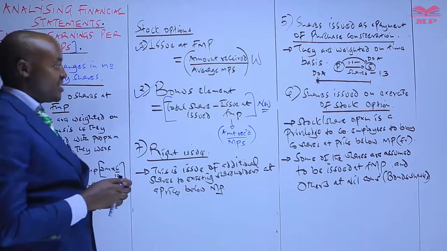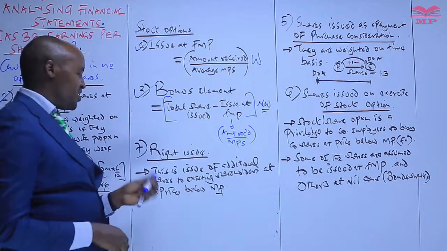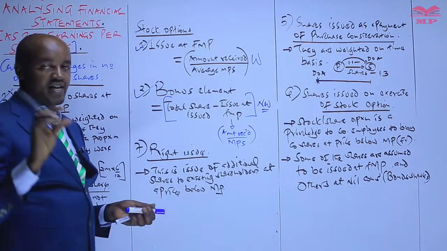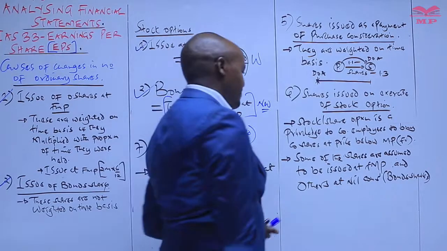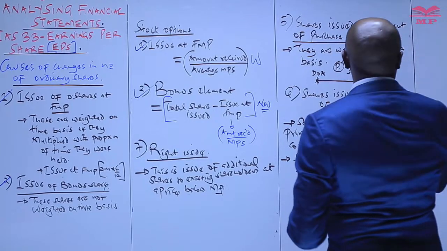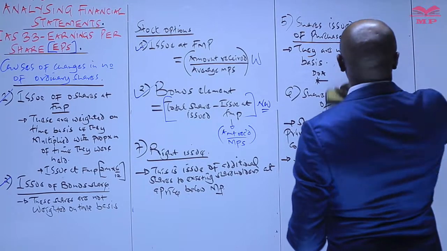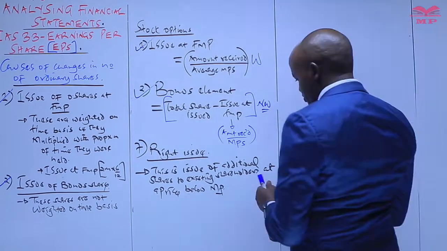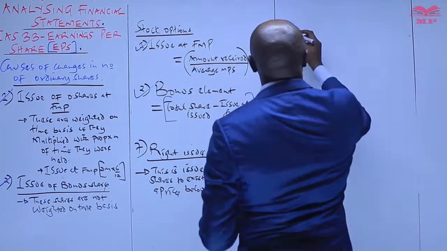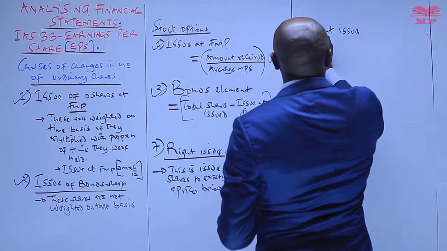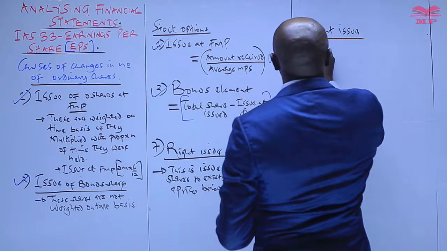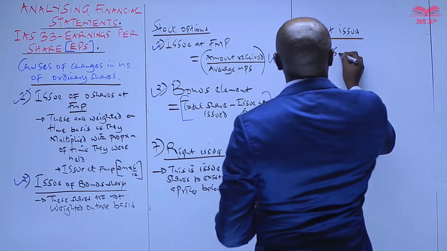Element. But in terms of how we split these shares here, there is a slight difference from what you have done there. So let's look at how we split these particular shares. The shares which are issued during the right issue. During the right issue, we are saying those particular shares will be split into 2 components. One, the issue at full market price.